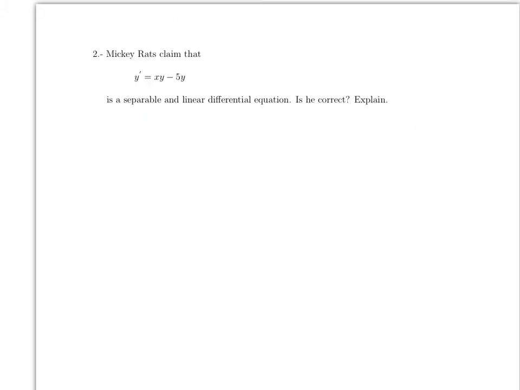Alright, now let's look at number 2. Mickey Ratz claims that y prime equals xy minus 5y is a separable differential equation and linear. Is he correct? Well, kind of.